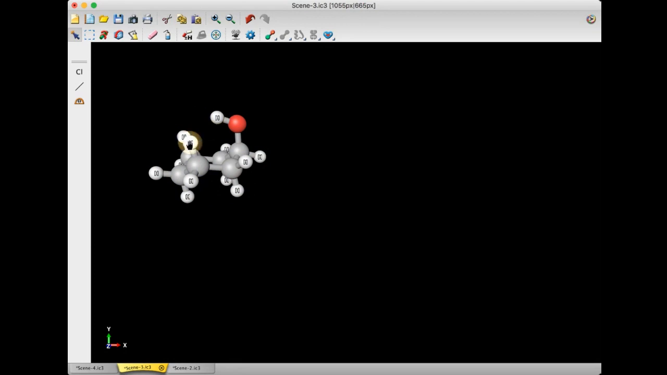So the 1,3 diaxial interaction is happening between the atom here that is oxygen, which is much bigger. In addition, it has a hydrogen, right? So this interaction over here is a 1,3 diaxial interaction, which is destabilizing, okay? So anything that is different than hydrogen in a chair would never want to be axial.